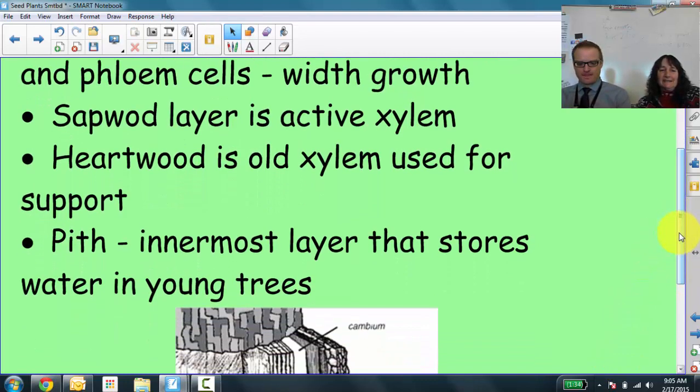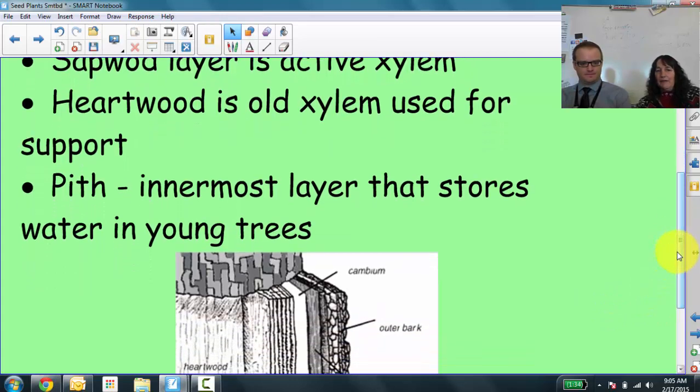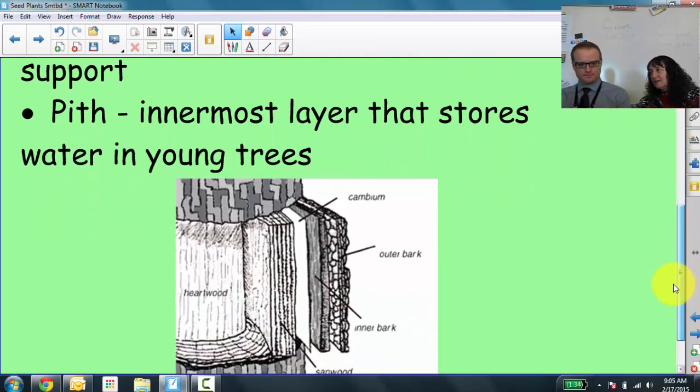And the very inside, in the middle, is called the pith. And when the tree's young, it stores a lot of water. So that doesn't have the root system yet, probably the biggest reason. Right, yeah. All right, guys, so what this creates then are those annual rings.